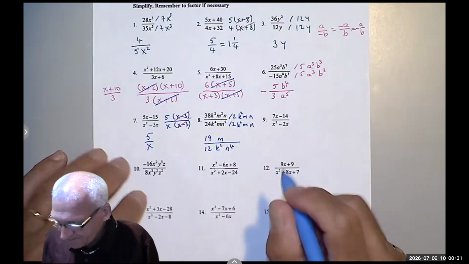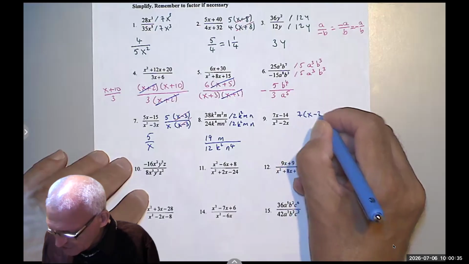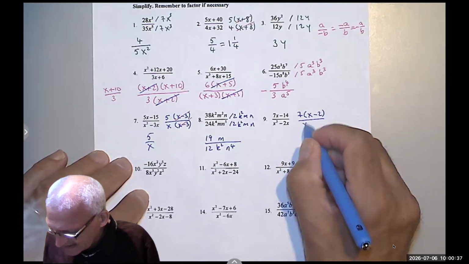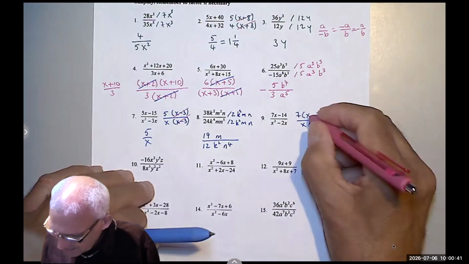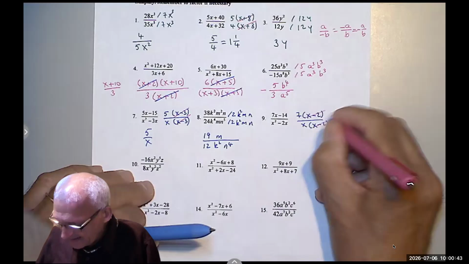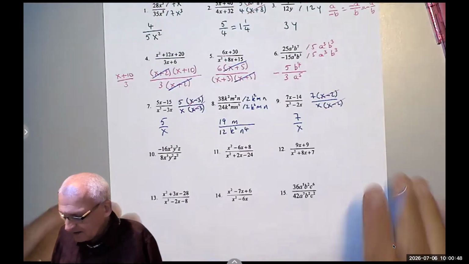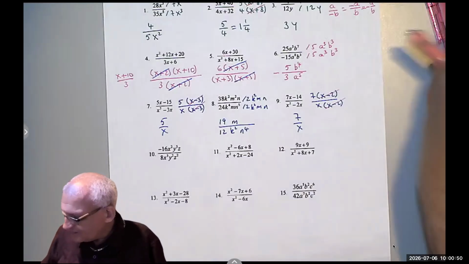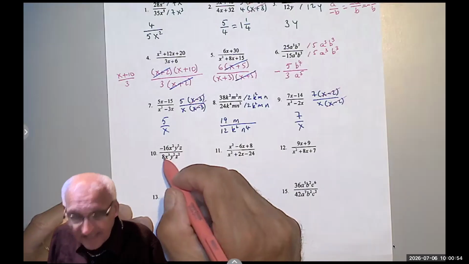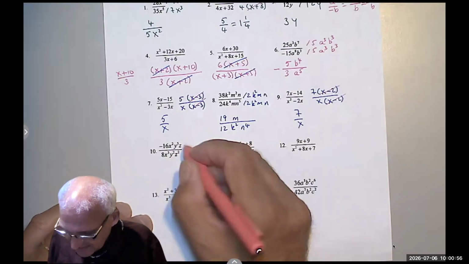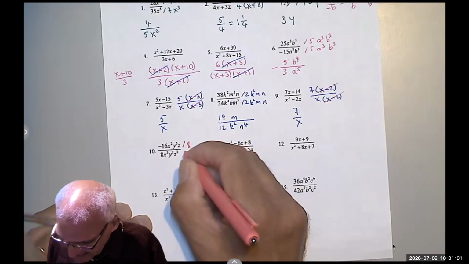Last one here. I can factor a 7, and that leaves me with x minus 2. I can factor an x, and that leaves me with x minus 2. So, simplifying, I get 7 over x. Let's move to the next row. I have 16 and 8. The common factor is 8. So I'm going to divide by 8.